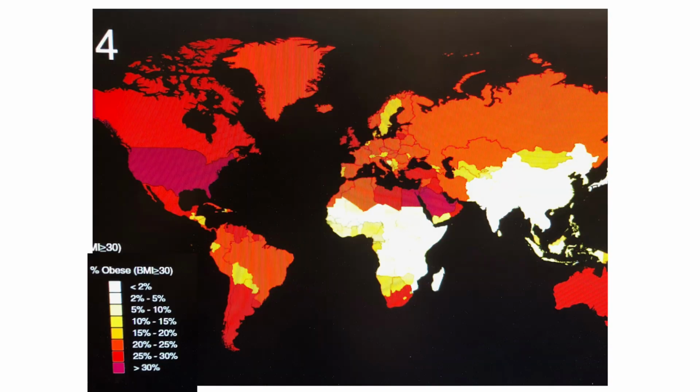We'll spend the rest of the time on obesity. Every chart you see on obesity incidence is out of date. As time progresses, the dark red becomes darker red, the yellows turn to orange, and the whites turn to yellows. But this is one such example of the BMI, the percent obese, with obesity defined as BMI greater than or equal to 30.